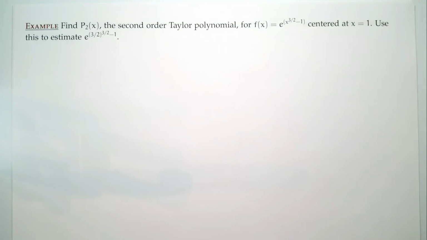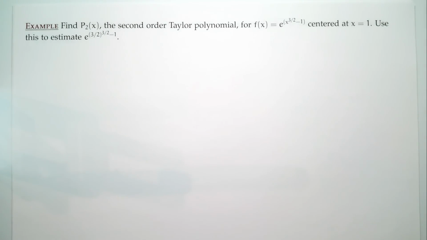Good. A fun one. Let's find p sub 2 of x. This is the second order Taylor polynomial for the function f of x, which is e to the power x to the 3/2 minus 1, centered at 1. And then we're going to use this to estimate e to the 3/2 minus 1. Now you might say, why would we want to estimate that? And the answer is because you want to get full points on the test. That's why. That's a good reason. Okay, I'll buy that. So what do we have?